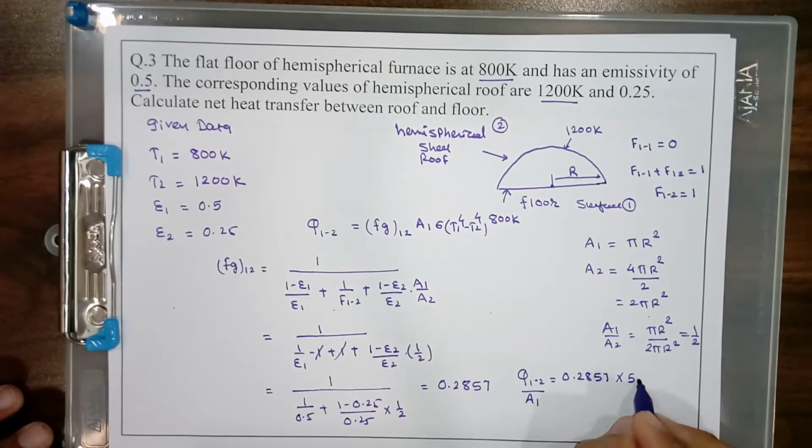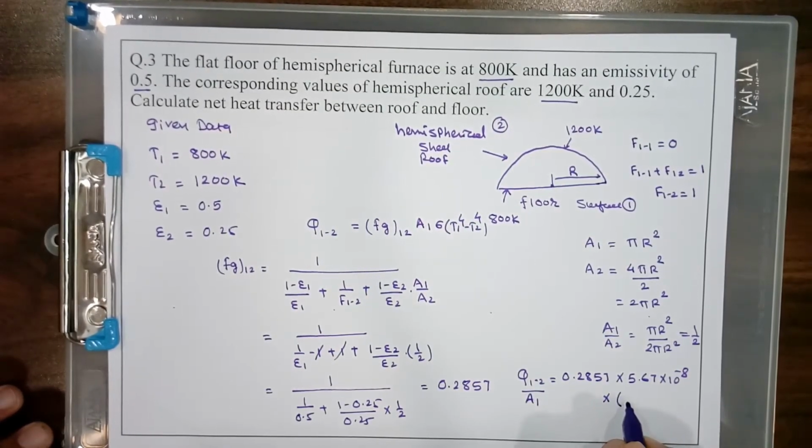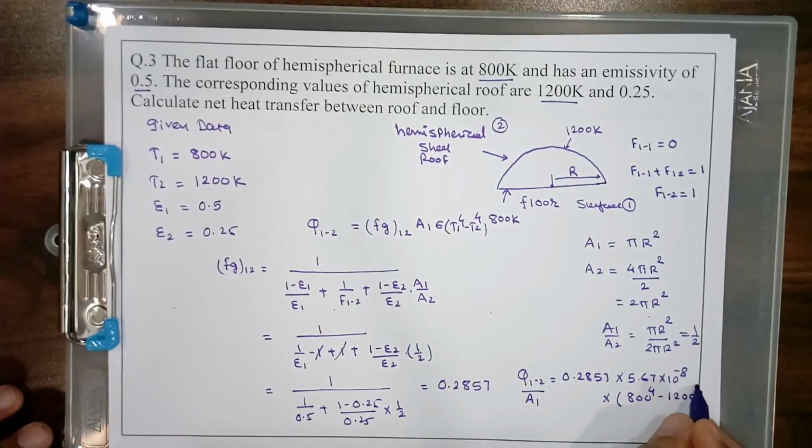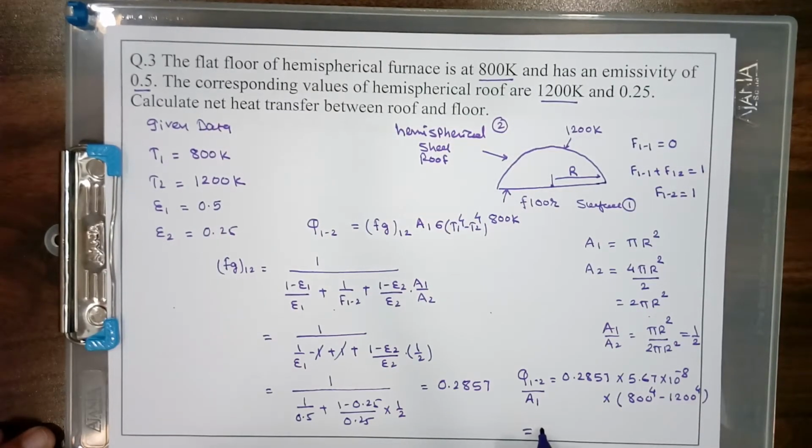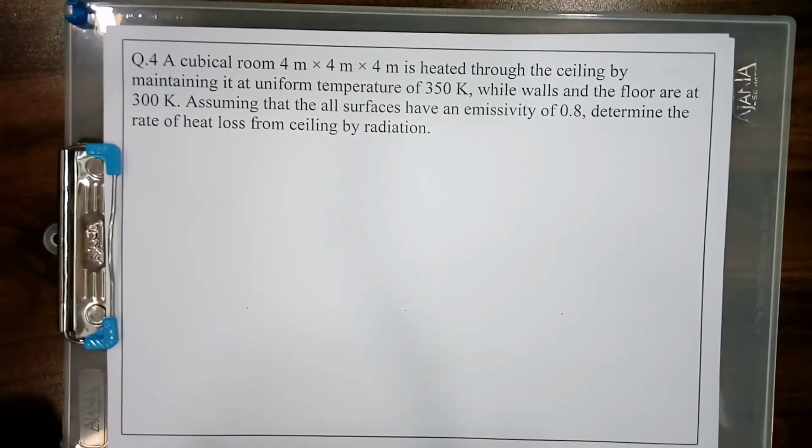Sigma having a value of 5.67 into 10 to the power minus 8, into the temperature of surface 1, which is 800 to the power 4, and surface 2 is 1200 to the power 4. So our answer will come, that is minus 26955.8 watt per meter square. And here this minus sign is indicating that the heat is transferred from roof to floor.